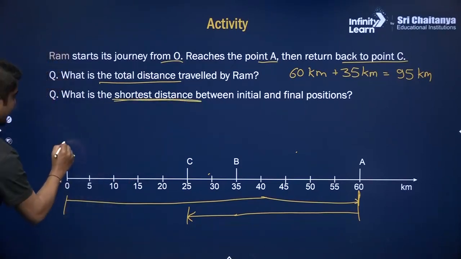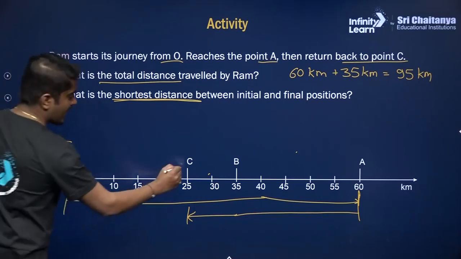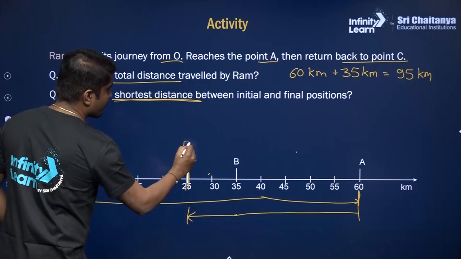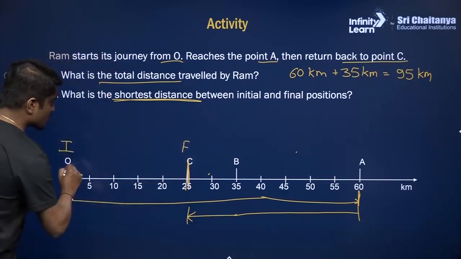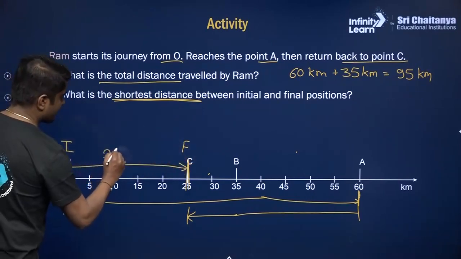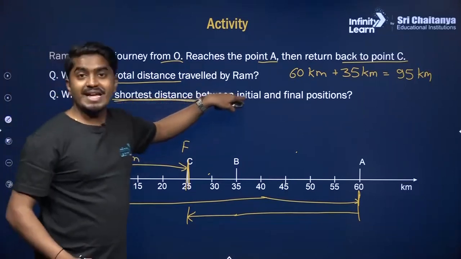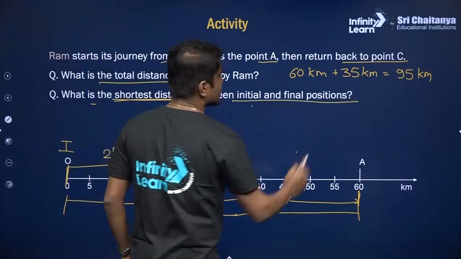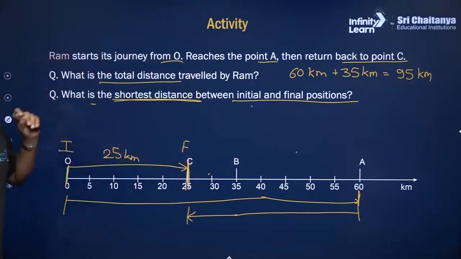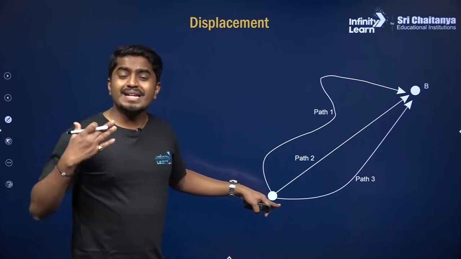This place is the initial point and this place here is the final point. So what is the shortest distance? It is only this much. And how much is this? This is 25 kilometers. So the shortest distance between the initial and final position is 25 kilometers.